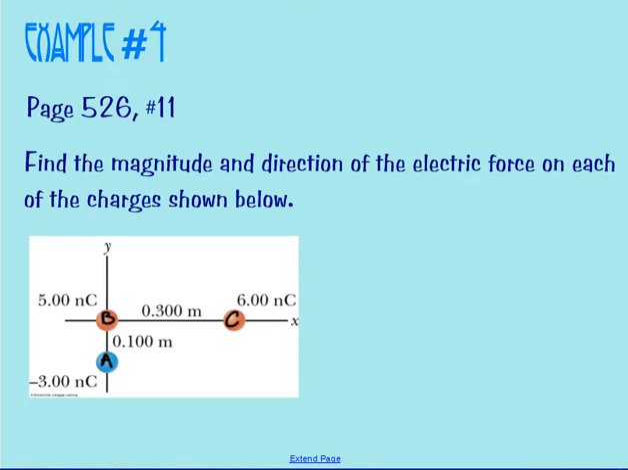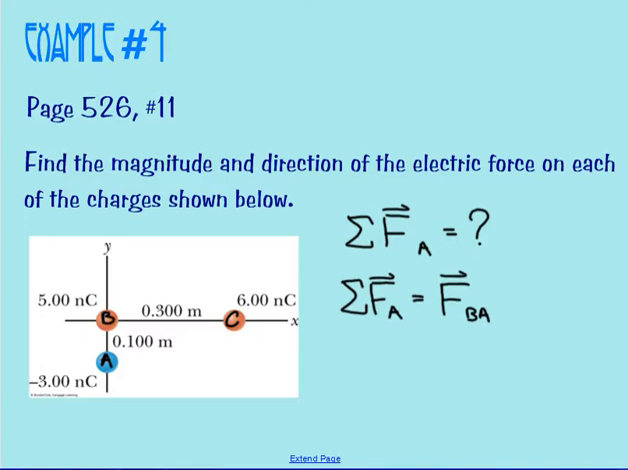Once again, we're asked to find the magnitude and direction of the electric force on each of the three charges. I'll stick to doing A, just like I did before, and then your task, once again, will be to do B and C. So I'm trying to find the net electric force on A. To do that, that net electric force on A is going to be the sum of the two forces that are acting on A. The force that B exerts on A and the force that C exerts on A.